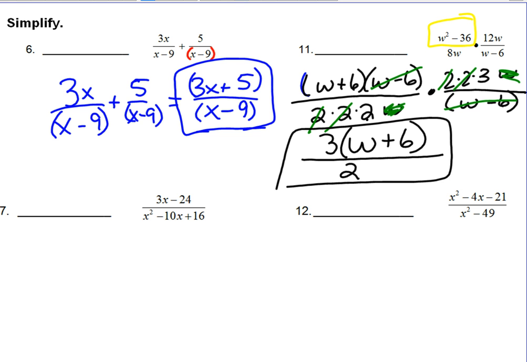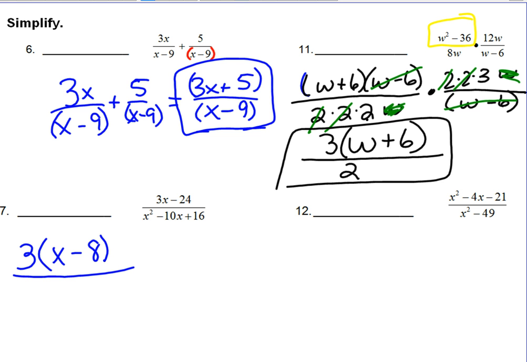Now let's look at 7. Okay? In 7, again, a lot of times, almost always, your first instinct should be, can I factor? What can I do to factor it? In 7, I can factor out a 3. Both of those are divisible by a 3. So I'd be left with x minus 8.